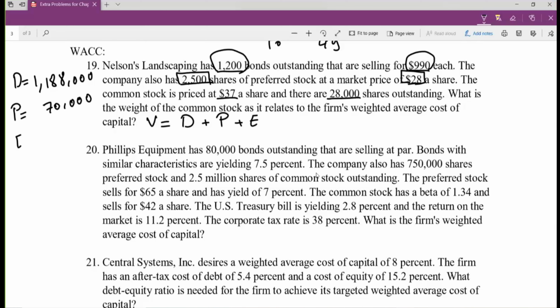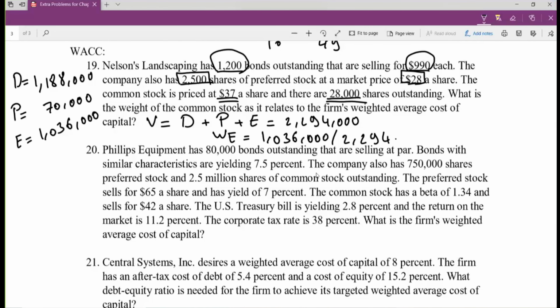And finally, for common equity, it's 37 times 28,000 shares, and the market value of common equity is $1,036,000. So once I have the three values, I can compute the market value of the firm, V. V is equal to $2,294,000. So the weight of common equity equals 1,036,000 divided by 2,294,000, and the answer is 45.16%.